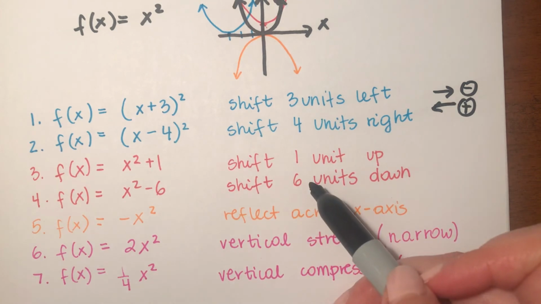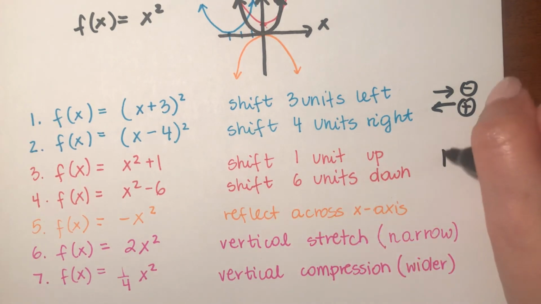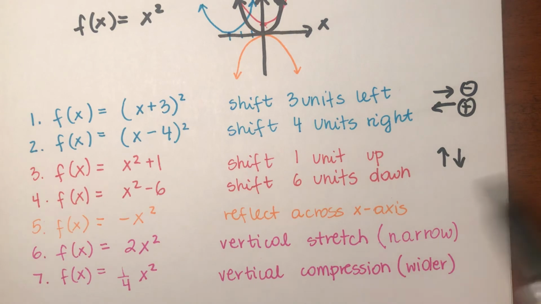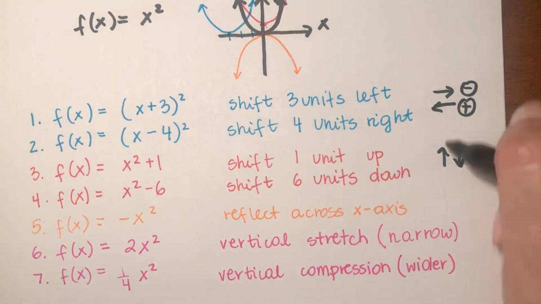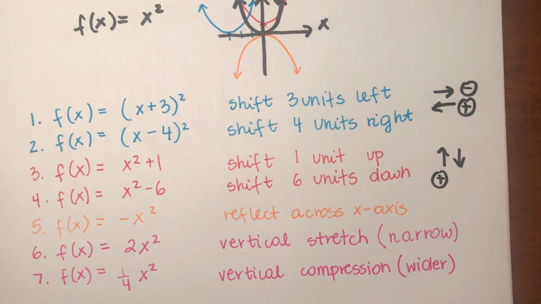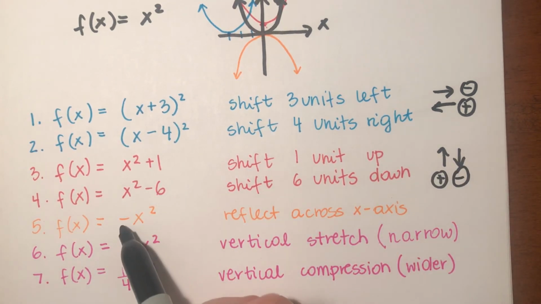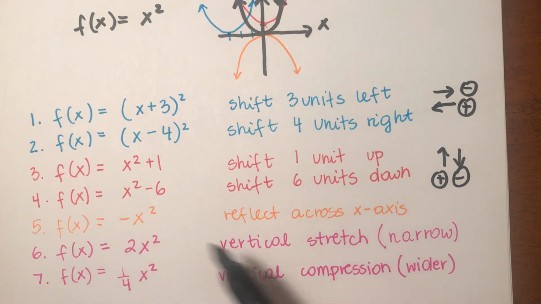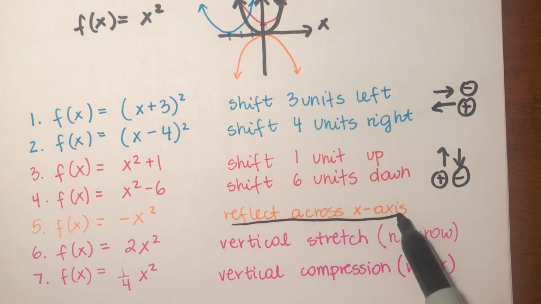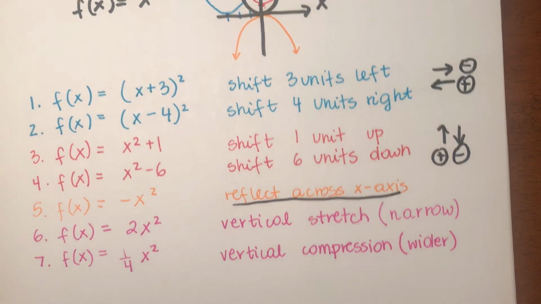The red section is vertical shift, so up or down. If you see plus, you follow your intuition, go up. If you see minus, you follow your intuition, you go down. Minus in front of everything is just doing reflect across the x-axis. It flips the function upside down.